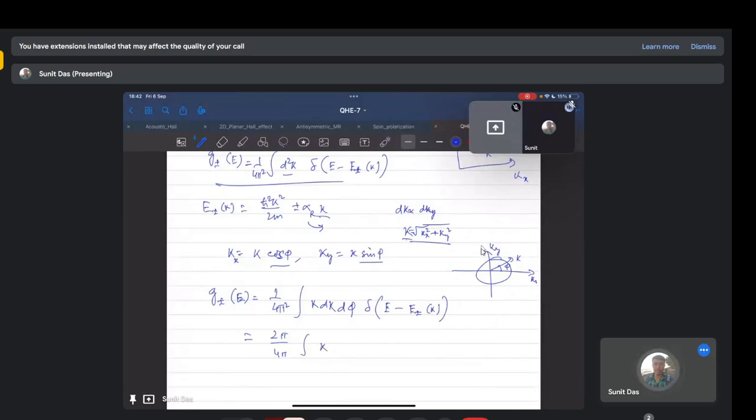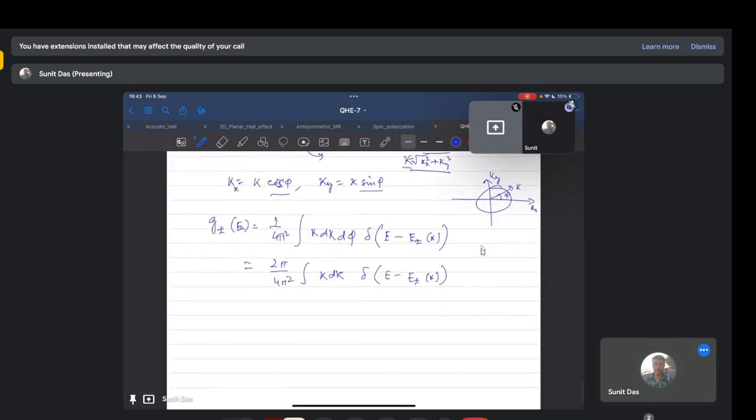So we are left with k dk and delta of energy minus E plus minus of k. So 4 pi square, so 1 by 2 pi, k dk delta of E plus minus of k.